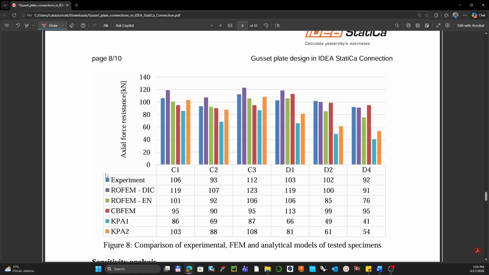So the blue color that is represented in the experiment, those are the essential values because they are coming from the experiment, and we can compare our numerical solution with those values. So for us, the CBFEM is very important. You can see I'm always under this value. There is just one value that is exceeding, and this is for specimen D1. Otherwise, all the other values are lower.